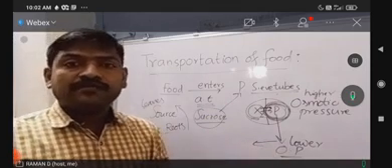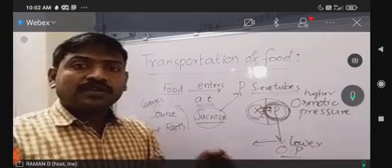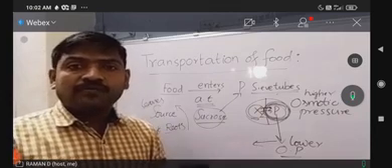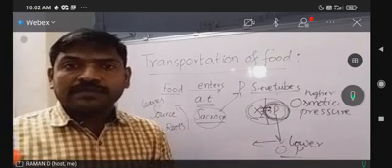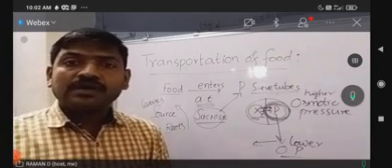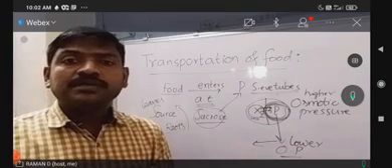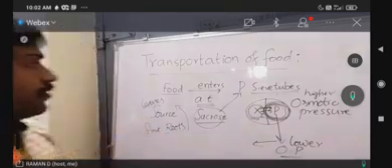This is how the food transportation occurs in the phloem sieve tubes. The food transportation by the phloem sieve tubes is known as translocation.